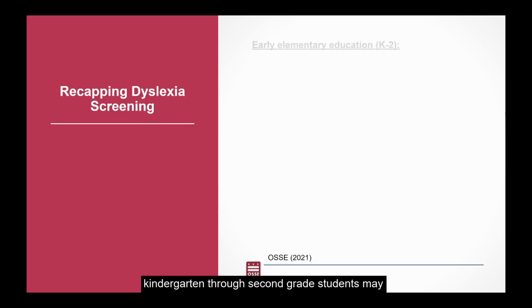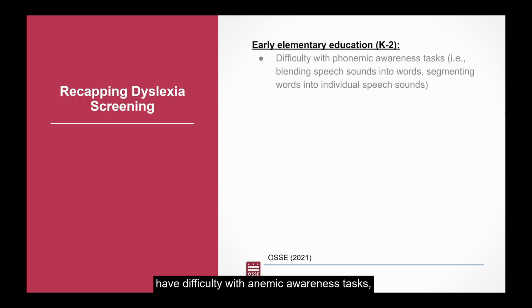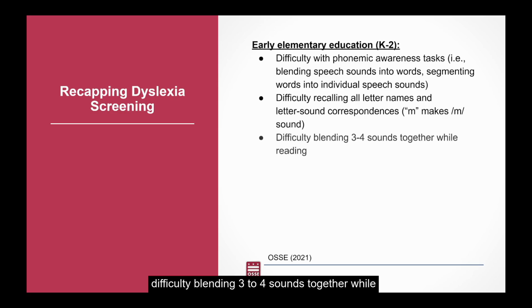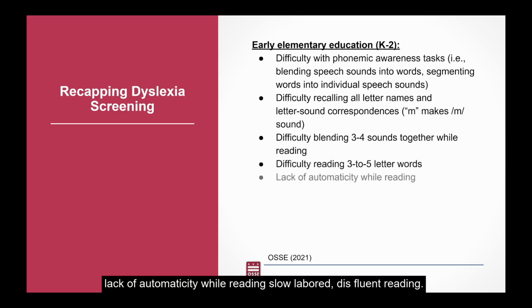Kindergarten through second grade students may have difficulty with phonemic awareness tasks, i.e., blending speech sounds into words, segmenting words into individual speech sounds. Difficulty recalling all letter names and letter sound correspondences. M makes the sound. Difficulty blending 3 to 4 sounds together while reading. Difficulty reading 3 to 5 letter words. Lack of automaticity while reading. Slow, labored, disfluent reading.